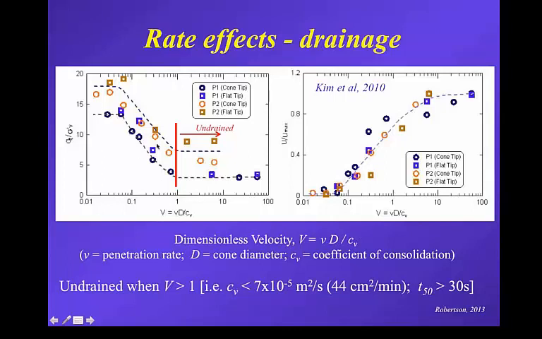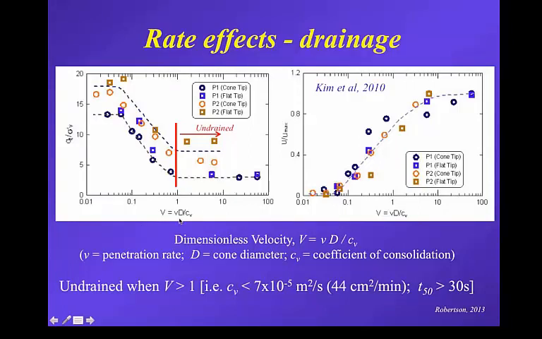But there is a zone in the middle, and it covers almost 1.5 orders of magnitude of coefficient of consolidation, or at least on the tip resistance, maybe slightly over 1 order of magnitude of coefficient of consolidation, where you're in this zone of partial drainage. It's not fully drained and it's not undrained.